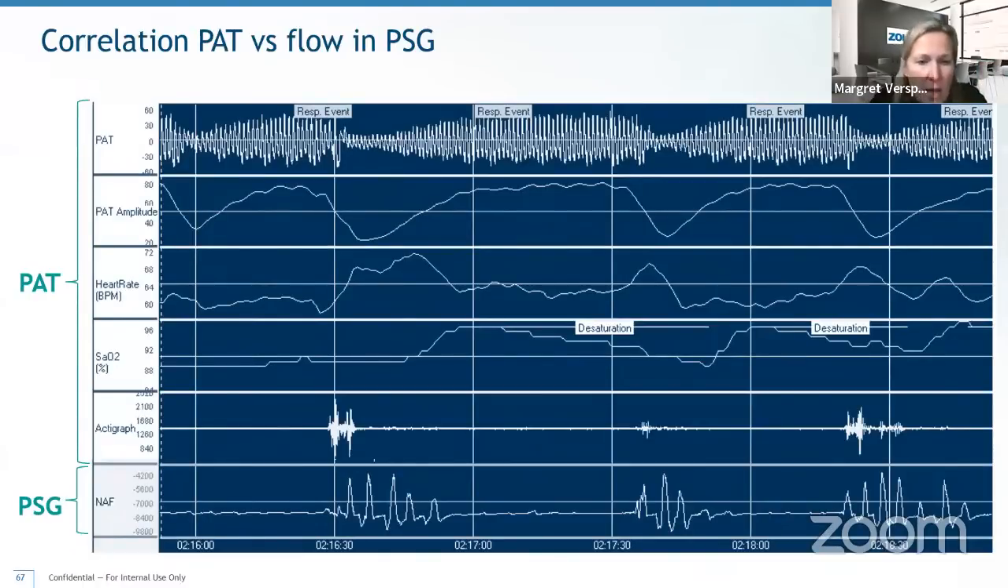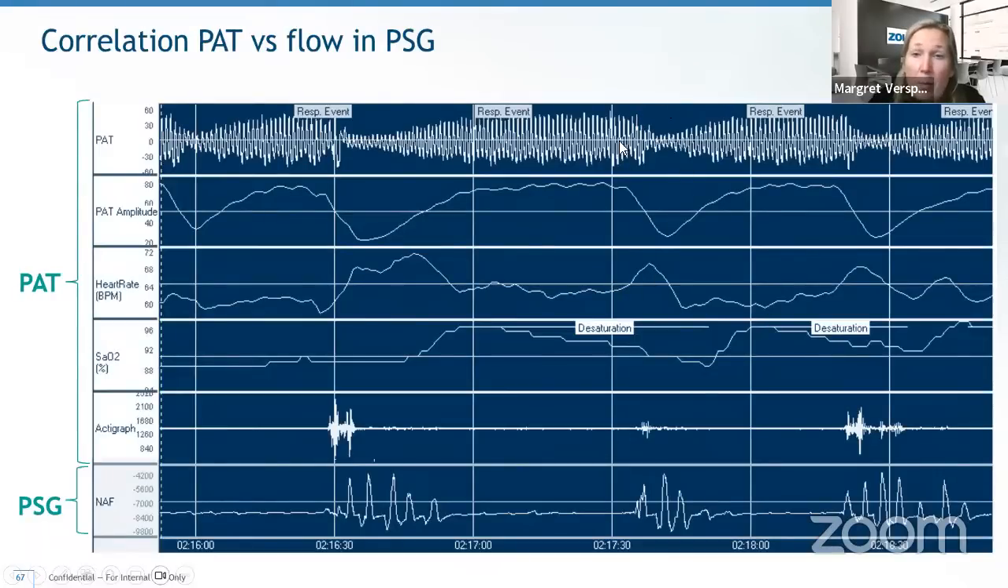What we see here, and here is the event. So we see a complete flow limitation, an apnea event. Yes, that's 90% or more flow limitation. During this event there occurs a desaturation, and here the patient has an arousal. So we see the resumption of breathing in the NAV, and at this moment there is the arousal. We see it in the PAT signal.